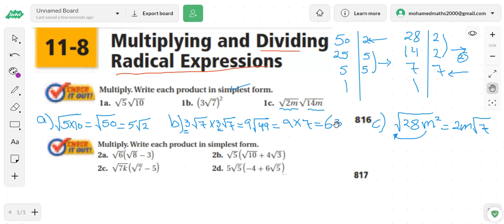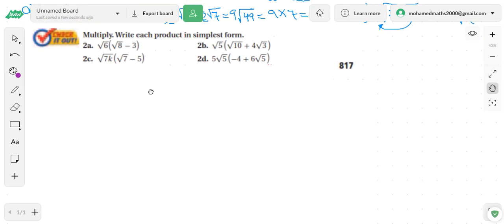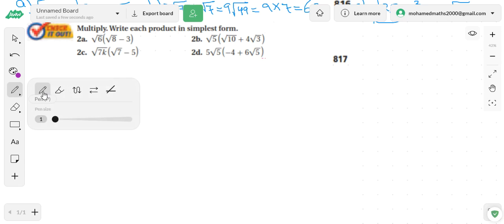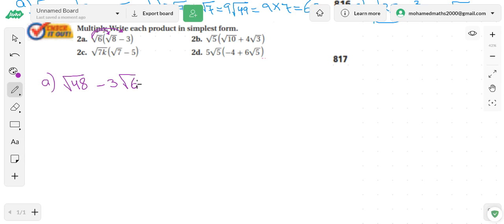Now multiply each product in simplest form. A, radical 6 times bracket radical 8 minus 3. So we have to multiply using the distributive method. Radical 6 times radical 8, it's radical 6 times 8, it's 48, minus 3 radical 6. No factor for 6, so it is in simplest form.